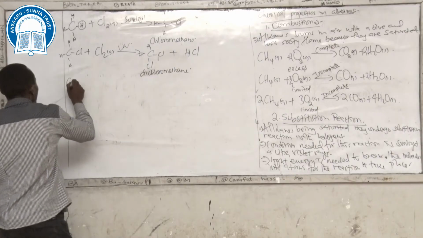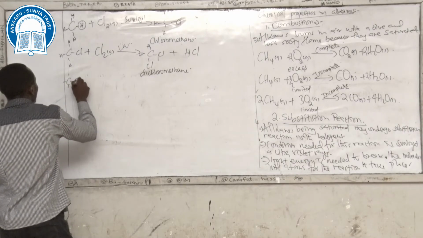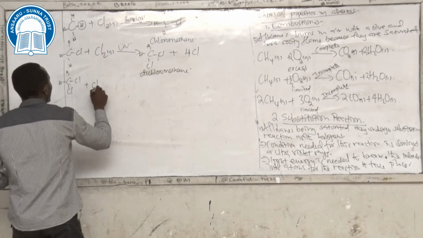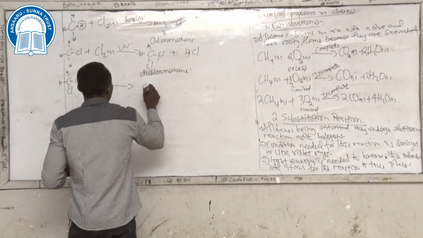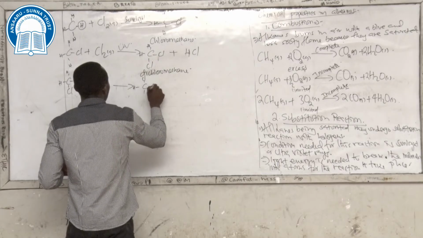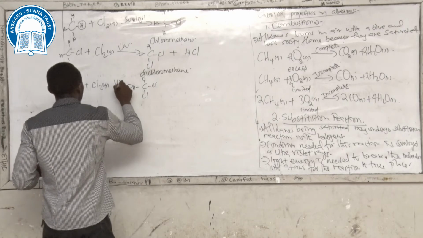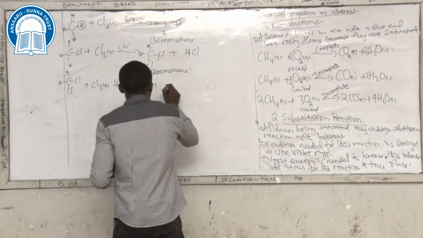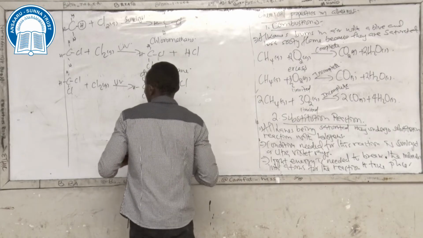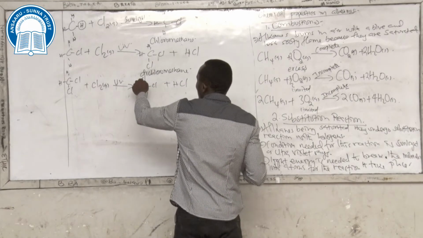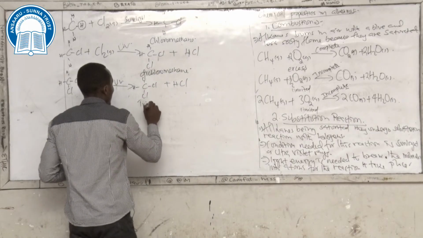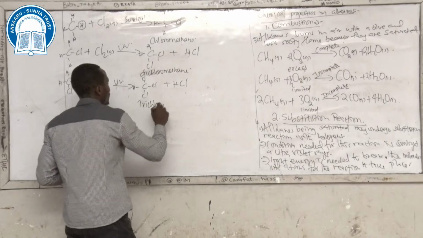Dichloromethane, we still add more. So we have C, chlorine, chlorine, hydrogen, hydrogen, plus chlorine molecule again, giving us C, hydrogen, chlorine, chlorine, chlorine. There we have UV light, plus the hydrogen chloride gas. Now, this one has three chlorines, giving us trichloromethane.